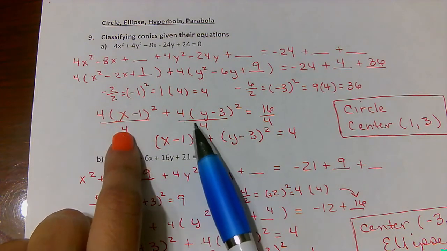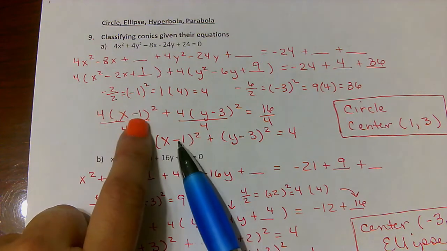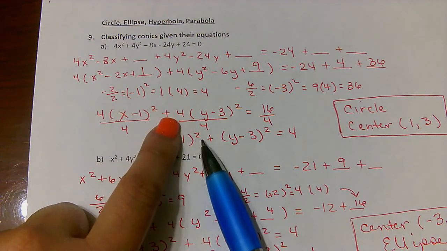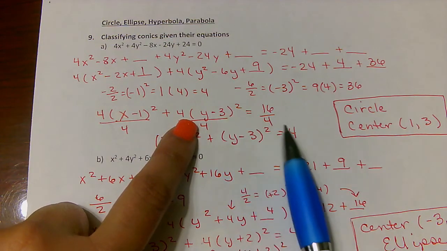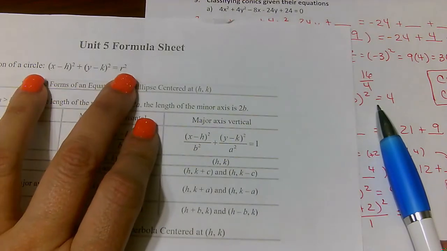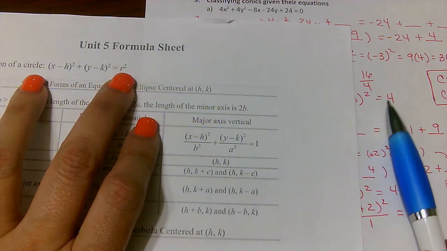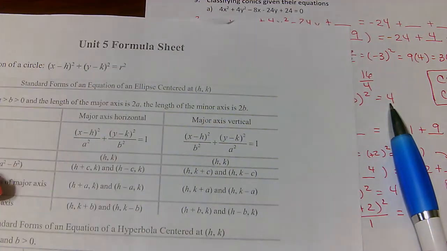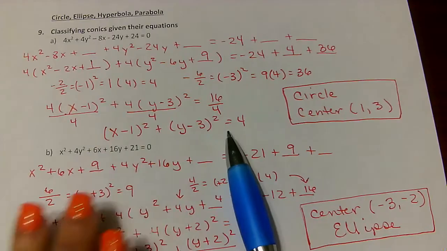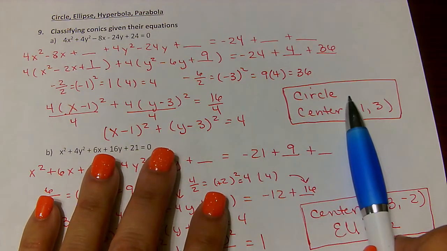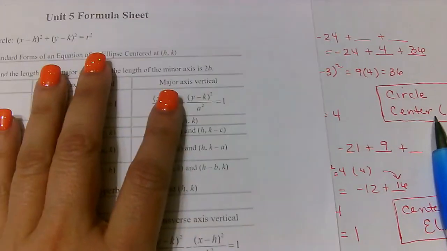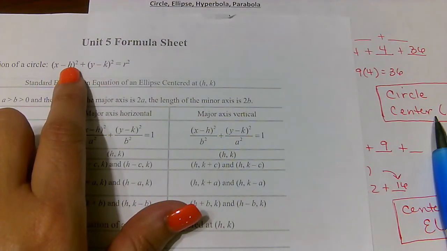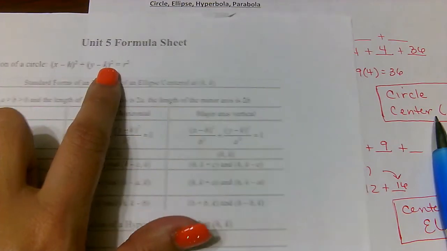So divide by 4, and we get (x - 1) squared plus (y - 3) squared is equal to 4. So if you see here, r squared is equal to 4. So here our radius is going to be equal to 2. So this is going to be our circle, and it's going to be centered at (1, 3). Here's our h, and here's our k.